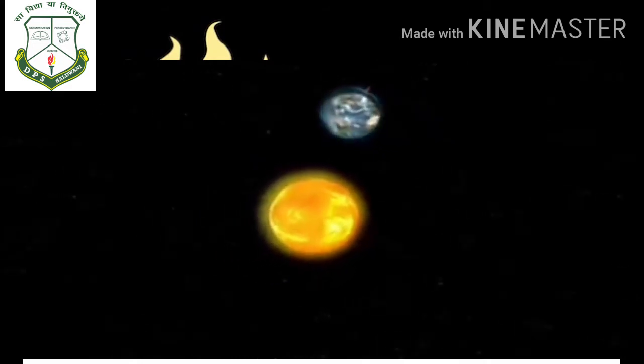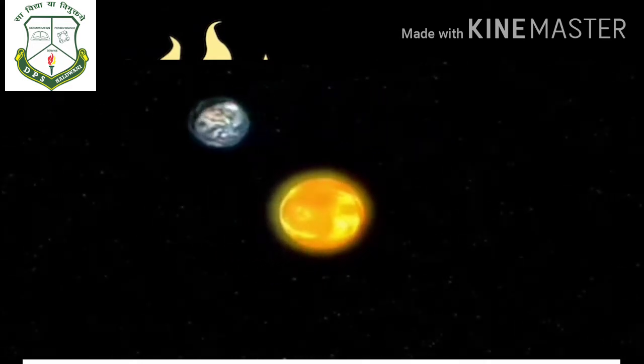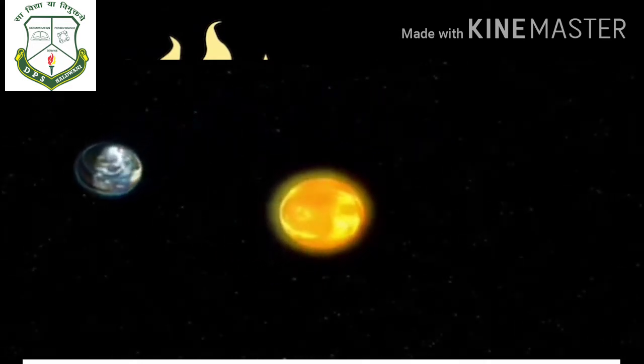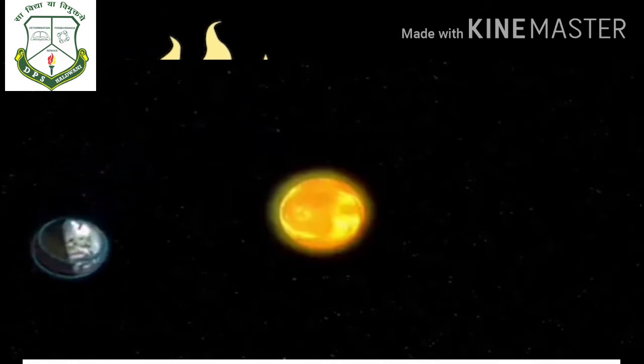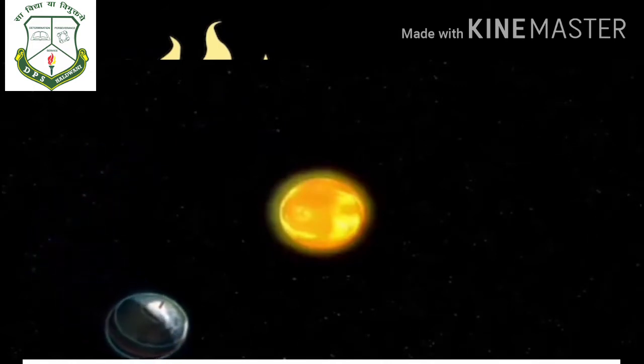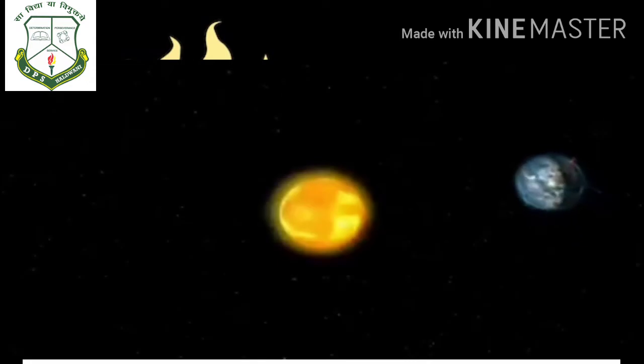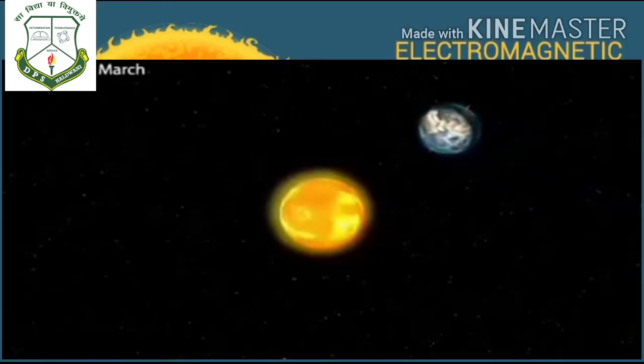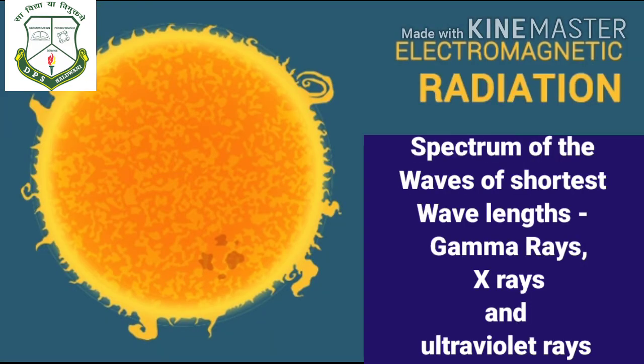The electromagnetic radiation emitted from the sun consists of distinct types of wave form, in the spectrum of the waves of shortest wavelengths: gamma rays, X-rays, and the ultraviolet rays.